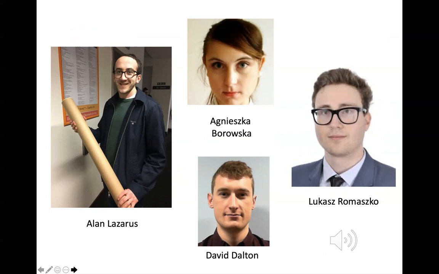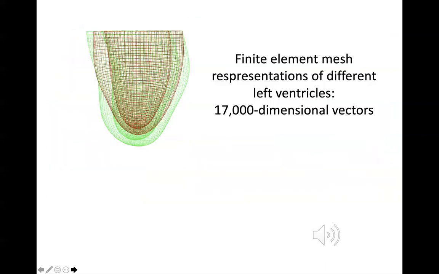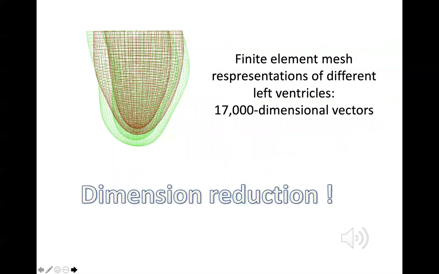Now, the left ventricle is represented by a mesh of about 17,500 element nodes. Mathematically, that's a 17,000 dimensional vector. There is no way that we can build an emulator for such a high dimensional input space. So what we need is some form of dimensional reduction.